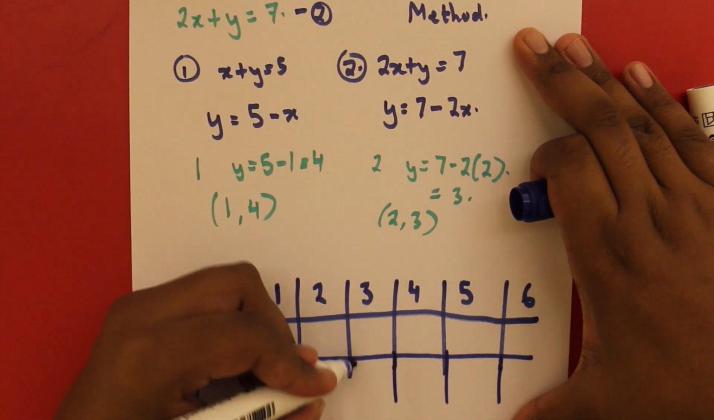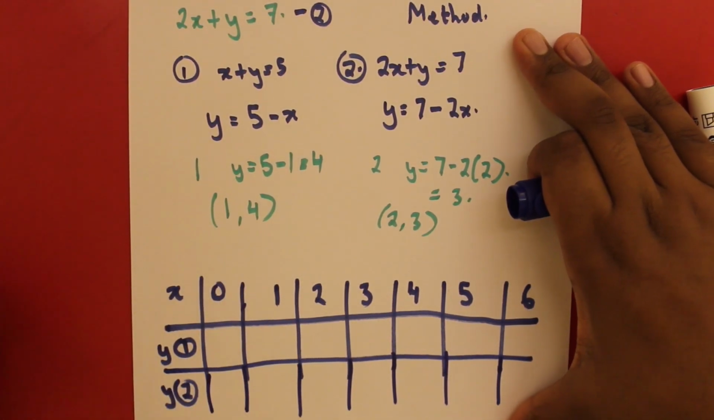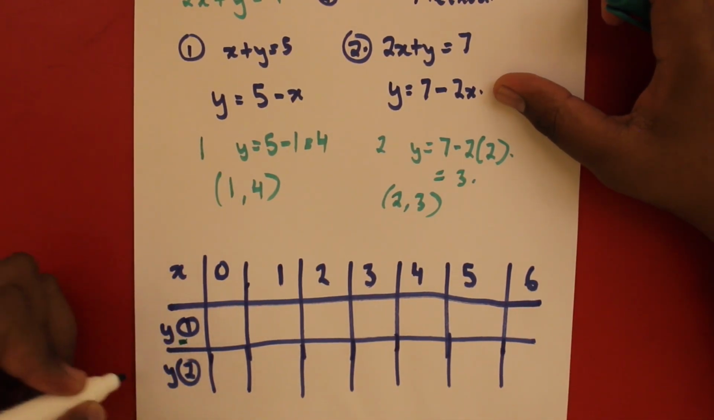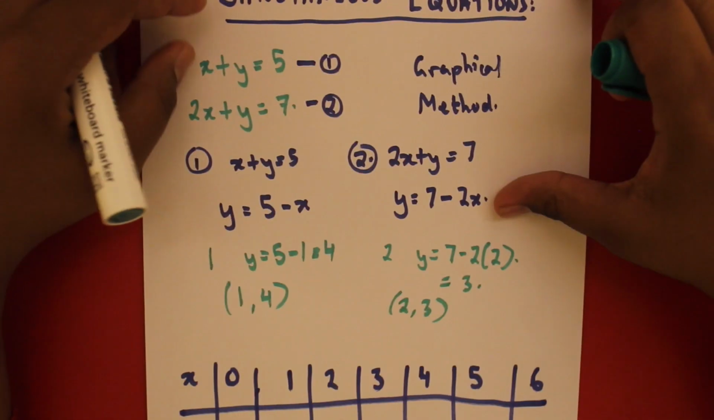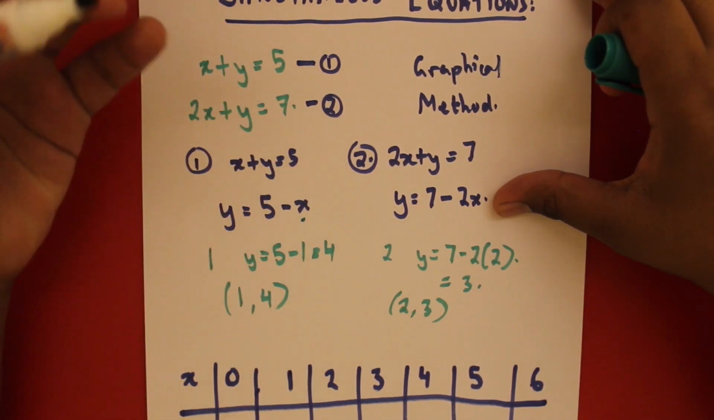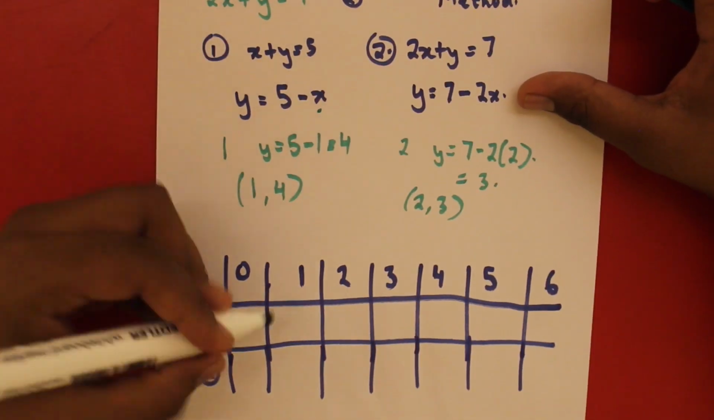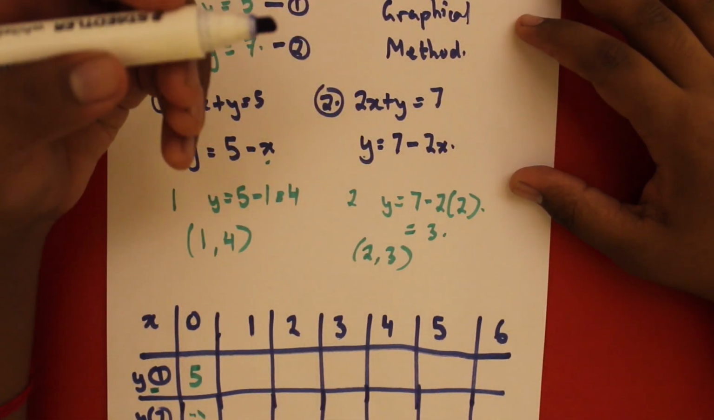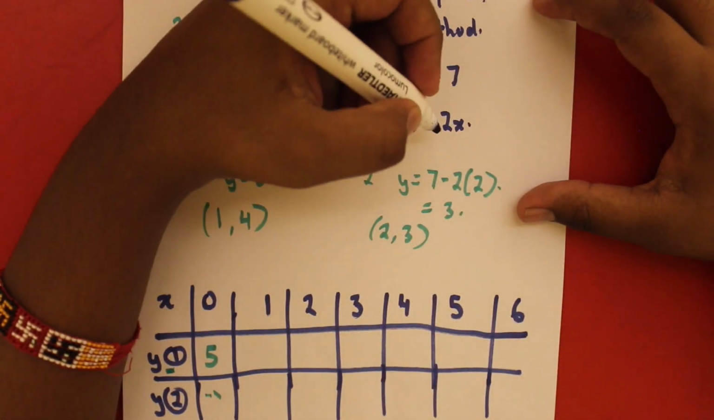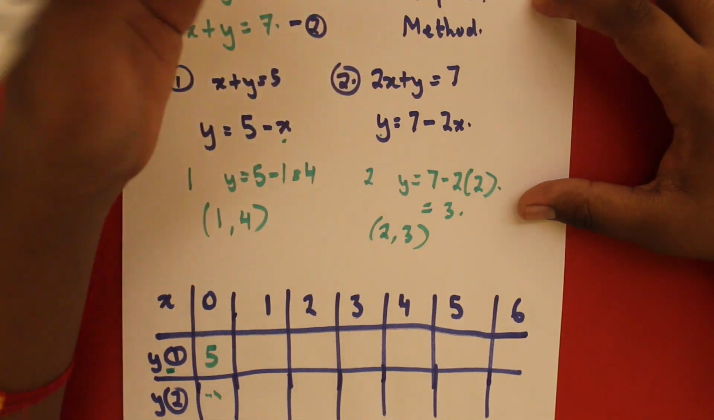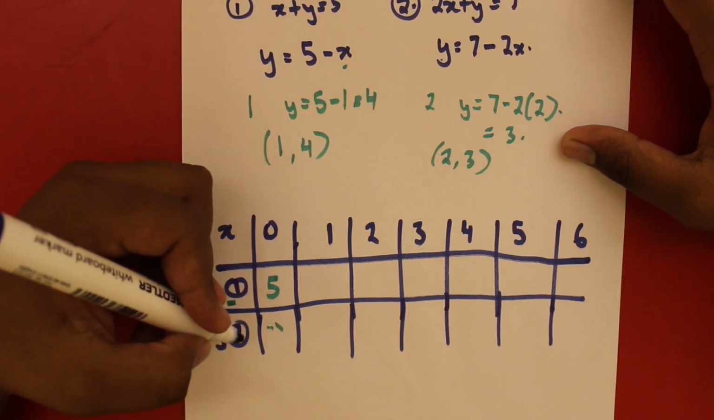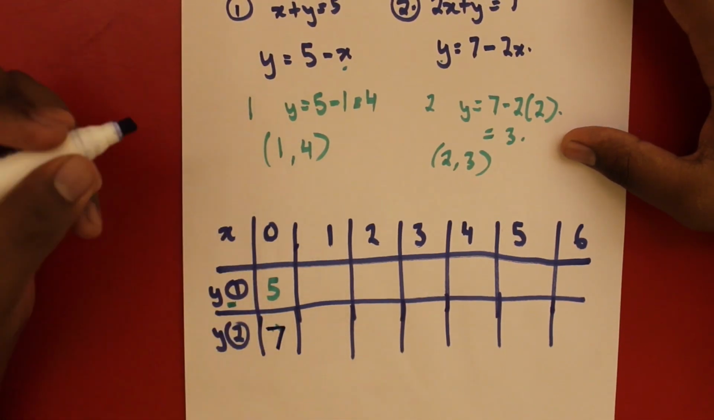So now let's start substituting x and getting our answers. Let's start with x as 0. When x is 0, in equation number 1, which is x plus y is equal to 5, y is equal to 5 minus x. So when x is equal to 0, it's going to be 5 minus 0, which is just 5. y2 is equal to 7 minus 2x, and we are substituting x as 0 into this equation. So 7 minus 2 times 0, so 2 times 0 is 0, therefore it's going to be 7 minus 0. So y2, the y value when x is equal to 0 for the second equation, will be 7.